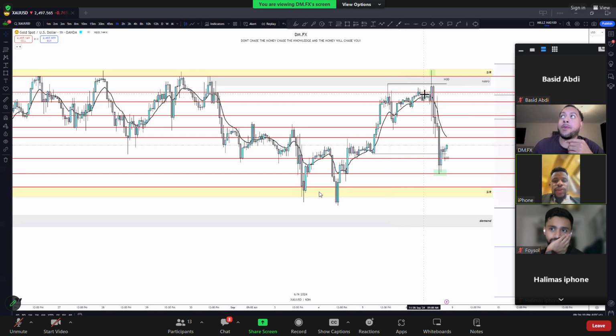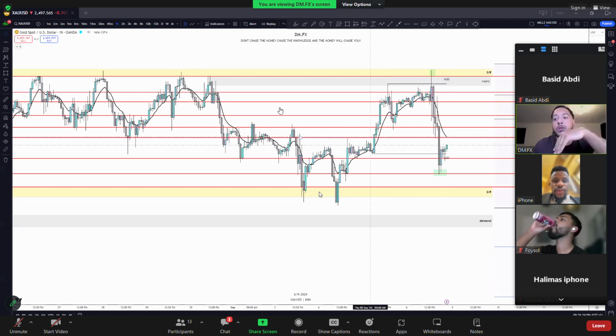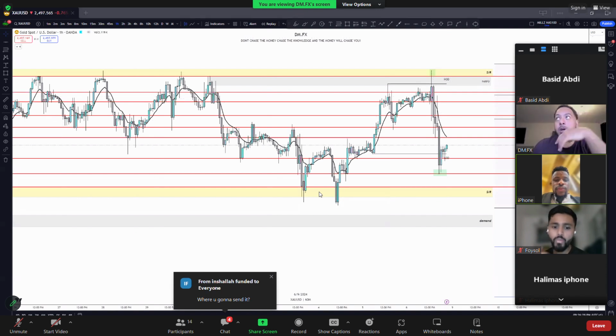Oh, okay. And then once the EMA switches and goes above the candles, it's showing you bearish control. It's showing you that there's a lot of selling pressure. So do you know what I mean? Yeah.